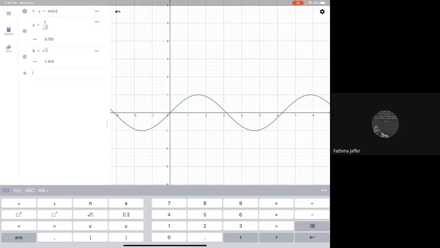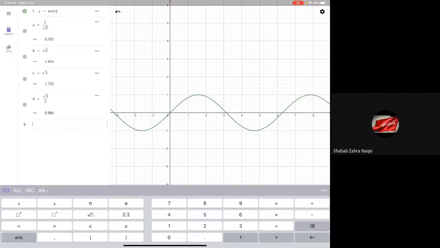So what is root 3 by 2? Everybody knows what root 3 is, right? 1.732. And root 3 by 2 is 0.866. So you just remember these values. The value of 1 by root 2 is 0.707, root 2 is 1.414, root 3 is 1.732, and root 3 by 2 is 0.866. You just roughly remember these values. It will be handy.